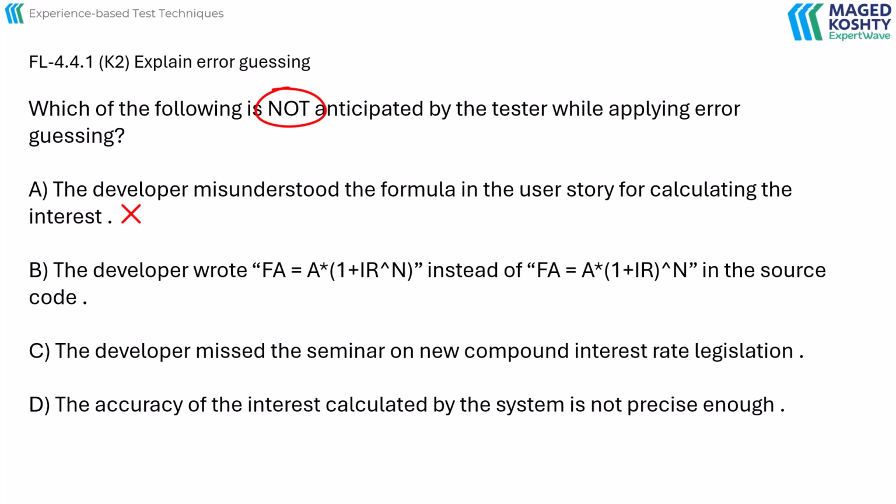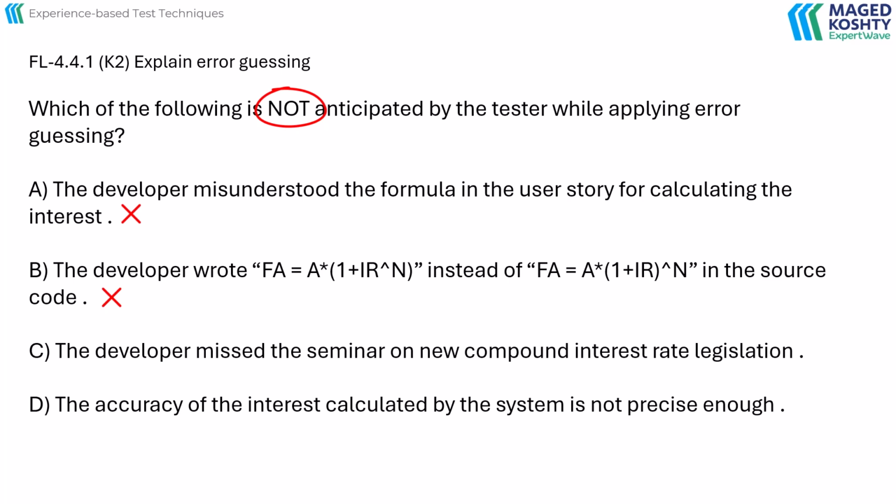B. The developer wrote FA equals A times 1 plus IR to the power of N instead of FA equals A times 1 plus IR to the power of N in the source code. This is also an example of the tester guessing where the developer might make a typo, causing a defect in the code. C. The developer missed the seminar on new compound interest rate legislation.